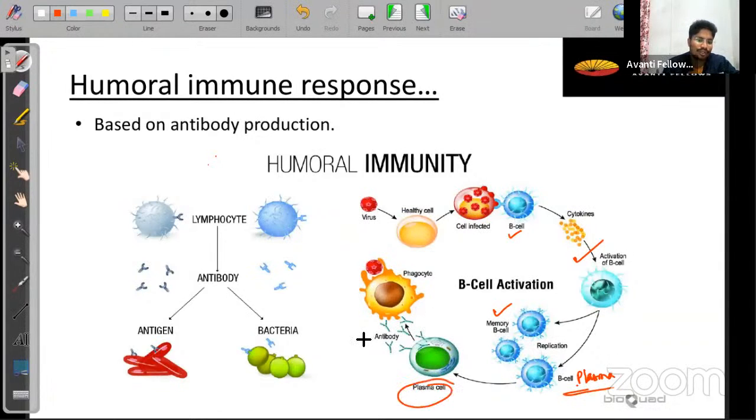Plasma B cell is going to produce antibody. It is going to produce weapons. That weapon is called your antibody. Antibody is nothing but your weapon to kill or to weaken the pathogens.